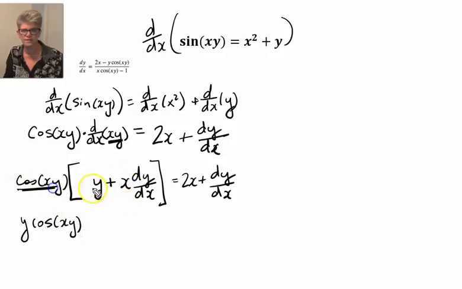Then I'm going to have cosine of x times y times this term. And I'm going to change the order. I'm going to have the x out the front. So x times cosine of x times y times dy dx.